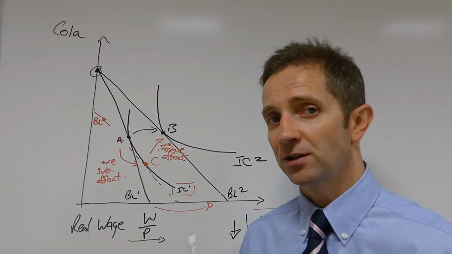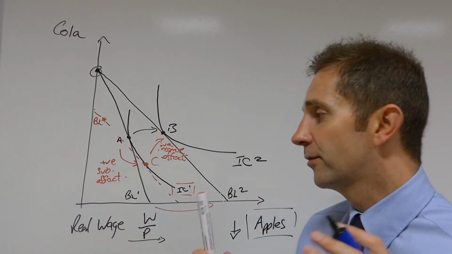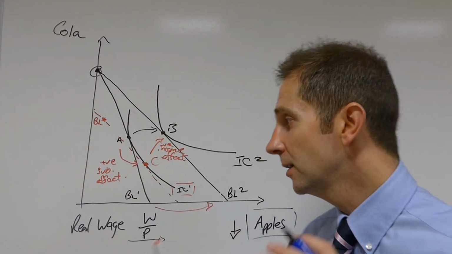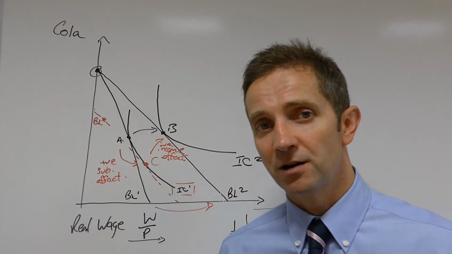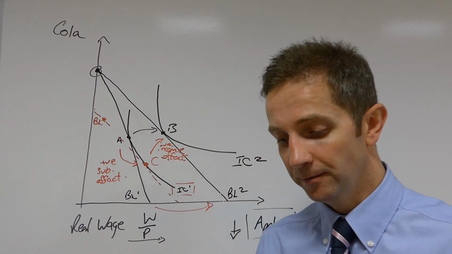But you need to be able to explain and identify the mechanics behind that. Why do we get from A to B? So what is the substitution effect? In which direction is it working? What's the income effect? In which direction is it working? But overall, we move from A to B.